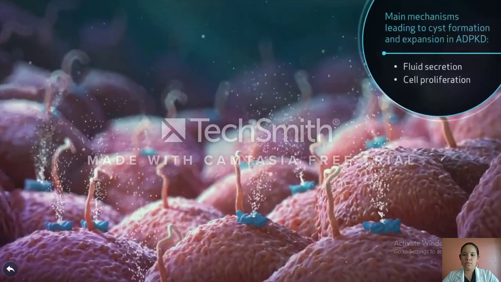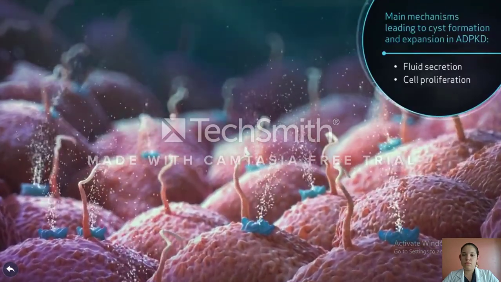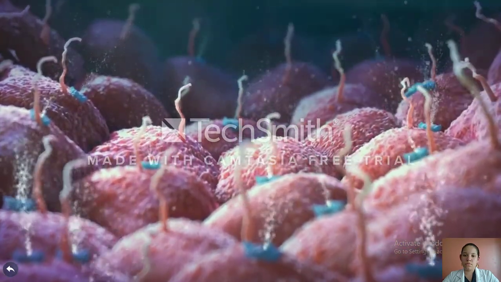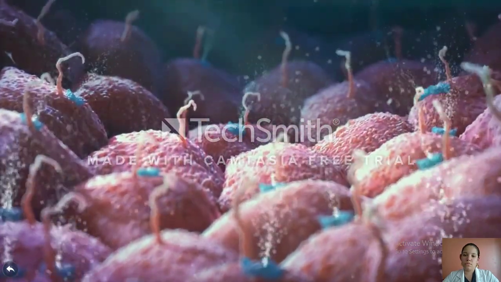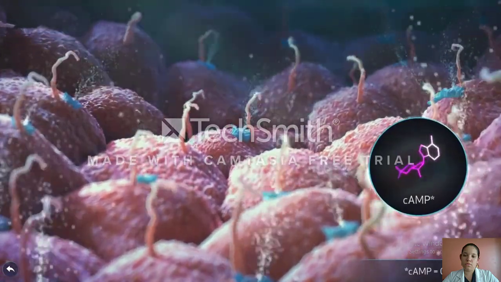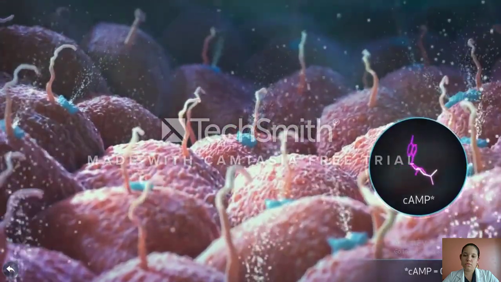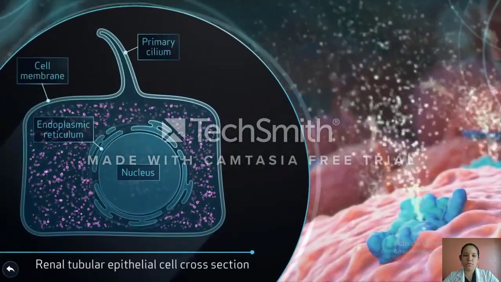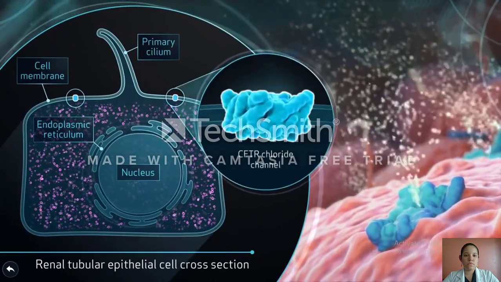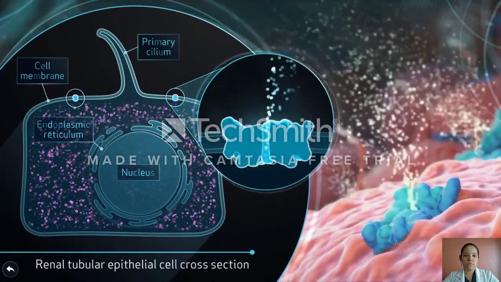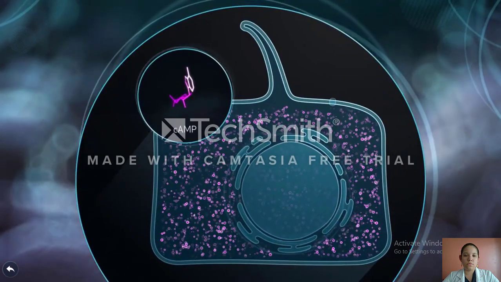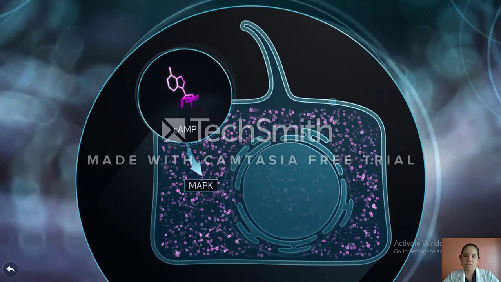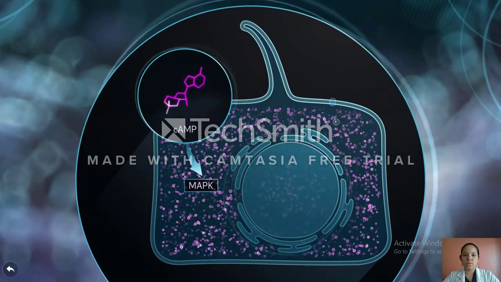The two main mechanisms leading to cyst formation and expansion in ADPKD are fluid secretion and cell proliferation. A key driver of these mechanisms is an increase in intracellular levels of cyclic AMP. Cyclic AMP is a secondary messenger molecule that controls various cell signaling pathways. Cyclic AMP leads to the activation of CFTR chloride channels, resulting in fluid secretion. Cyclic AMP-mediated activation of cell proliferation has been shown to occur via activation of pro-proliferative pathways, such as MAP kinase.